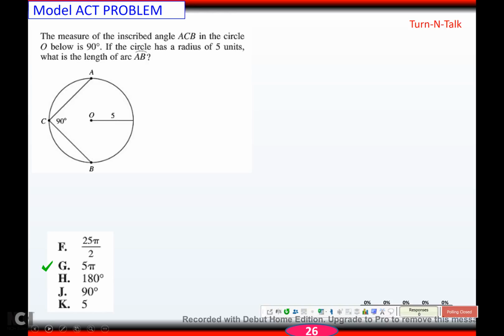And hopefully you got G. So it says the measure of the inscribed angle ACB in the circle O below is 90 degrees. If the circle has a radius of 5 units, what is the length of arc BC? Well, we know that the circumference of a circle is 2 pi r. So I know that my circumference is 2 pi times 5, which gives me a circumference of 10 pi.